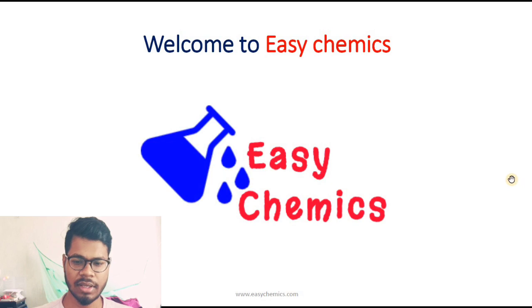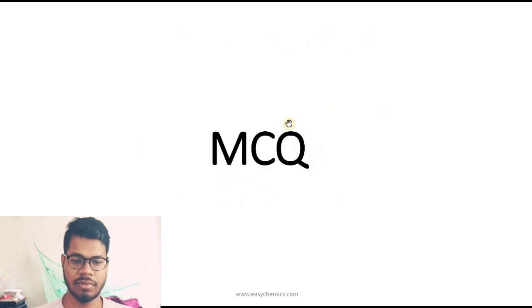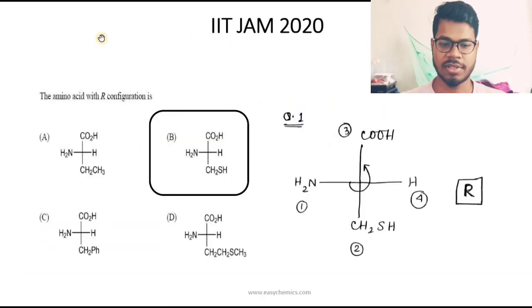So let's talk about the first question. I'll be discussing the MCQ questions first. The first question is about the R configuration. As you have seen, it's a very easy and common question that you can find every year. You just have to learn these things.